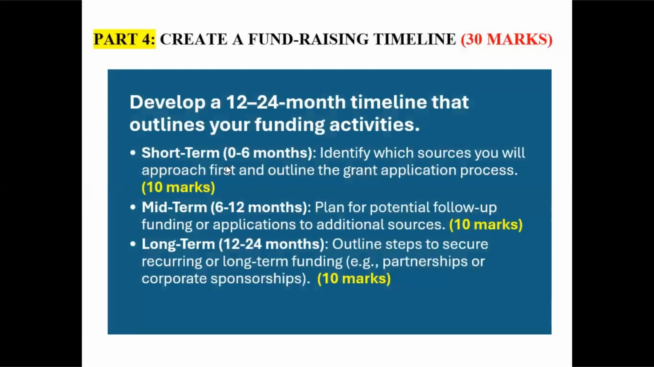And then for part 4, here you are to create a fundraising timeline, which will be 30 marks. So short term, identifying the sources you will approach first and outlining the grant application process will be 10 marks. Mid-term, planning for potential follow-up funding or applications to additional sources will be 10 marks. And then long-term, mentioning and discussing that will be 10 marks. The total for part 4 of the assignment will be 30 marks.